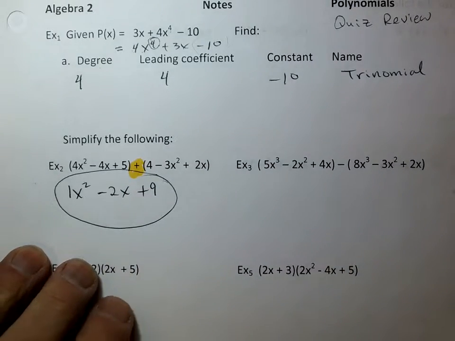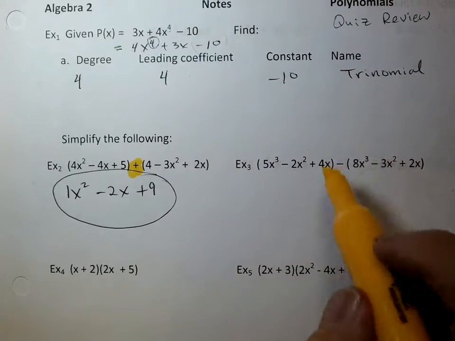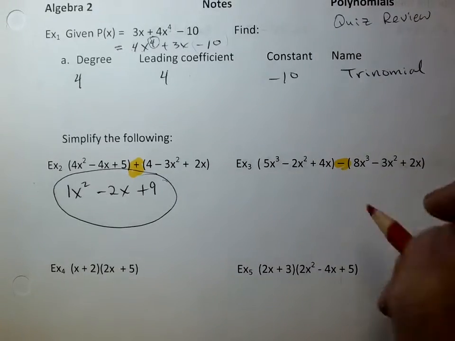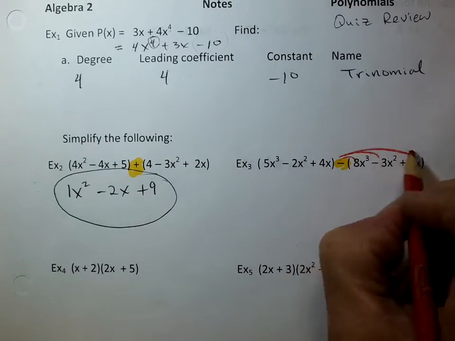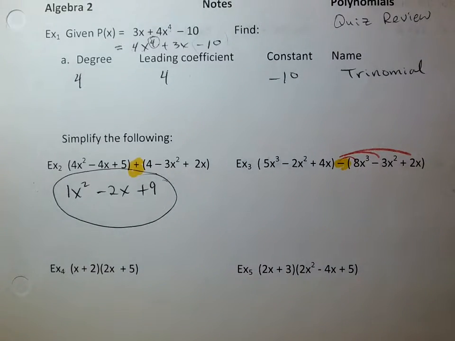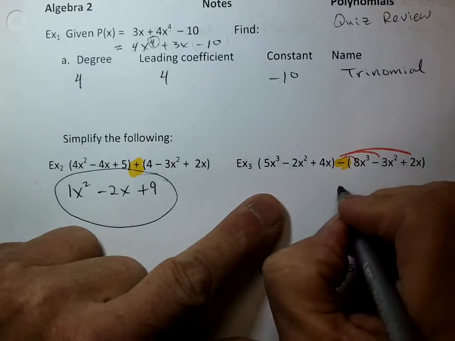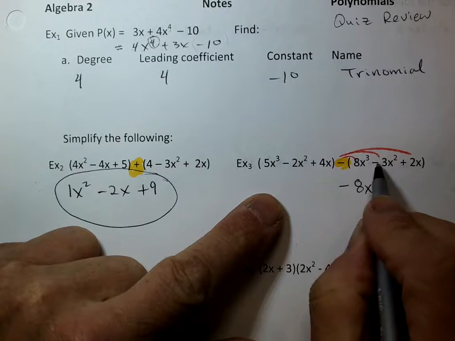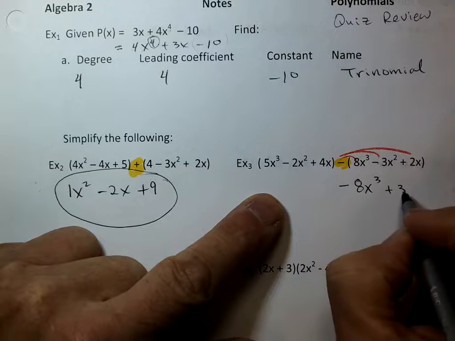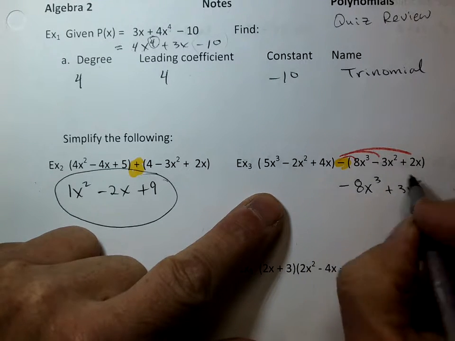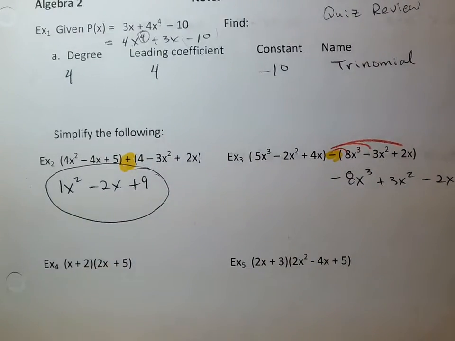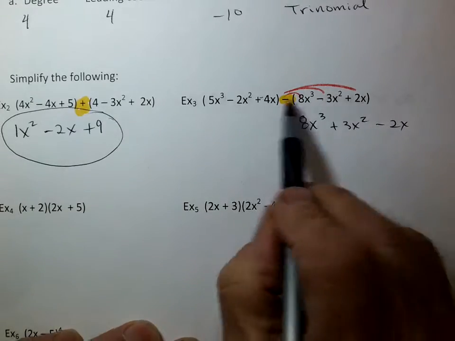Okay, example 3 is subtract. Now, when I subtract, what I try and do is do it in 2 steps. I try and bring the negative through first, okay? So let me rewrite this, okay? What I like to do is make this then a negative 8x cubed. A negative with a negative makes a positive 3x squared minus a 2x, because it just makes it easier for me if I do this and then I don't make mistakes. Okay, so I just bring the negative through.